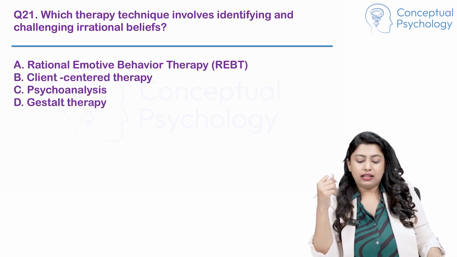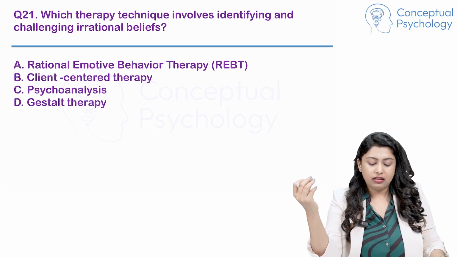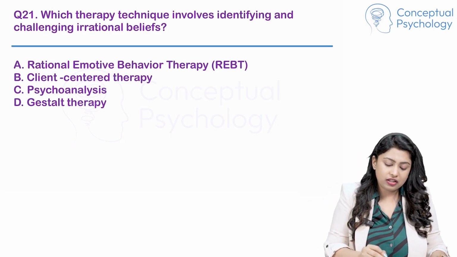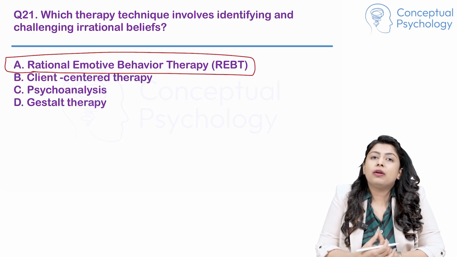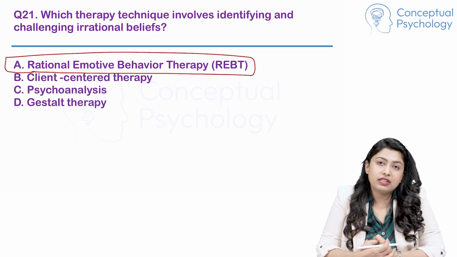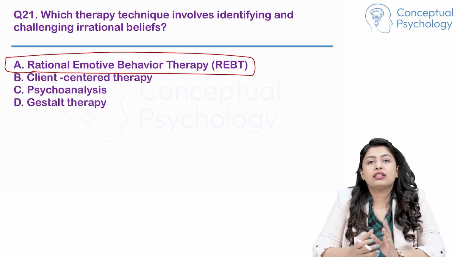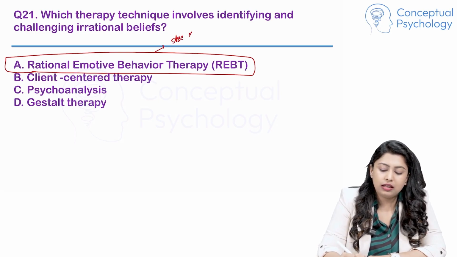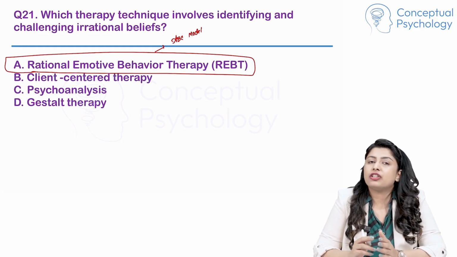Now, which therapy technique involves identifying and challenging irrational beliefs? REBT, client-centered therapy, psychoanalysis, or gestalt therapy? So the correct answer is rational emotive behavior therapy, REBT. REBT was developed by Albert Ellis, and specifically it focuses on identifying and challenging irrational beliefs that lead to emotional disturbances. Okay, so it uses the ABC model, which is activating event, belief, and consequence, to help the client recognize and dispute their irrational beliefs.